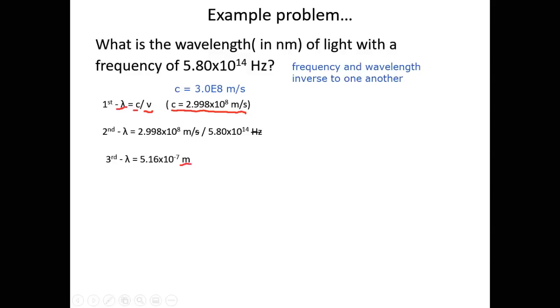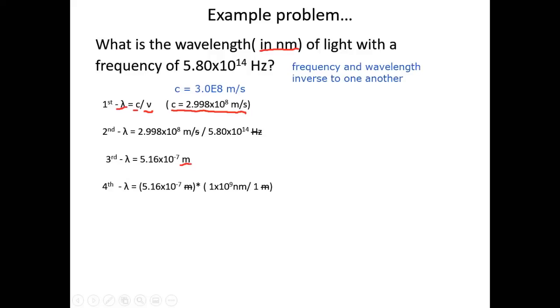But it wants the wavelength in nanometers. So we got to convert meters into nanometers. So remember, there's 10 to the 9th nanometers in 1 meter. So you got to multiply by 10 to the 9th to convert the meters into nanometers. And we get 516 nanometers. Depending on the rounding, if you're within plus or minus 1 of that, that's fine. 515 to 517, no problem.